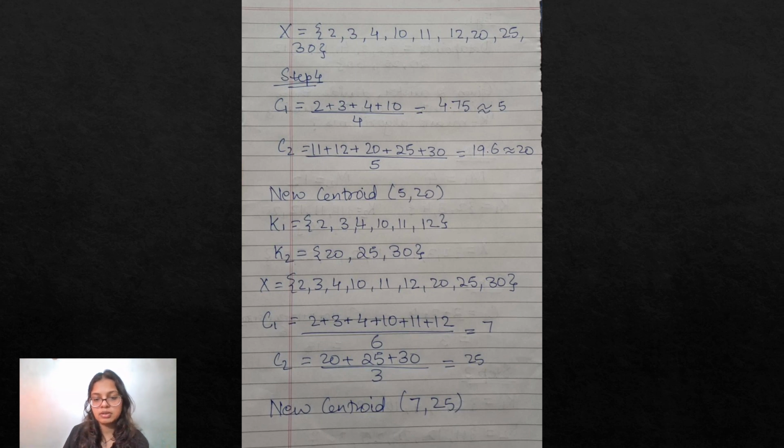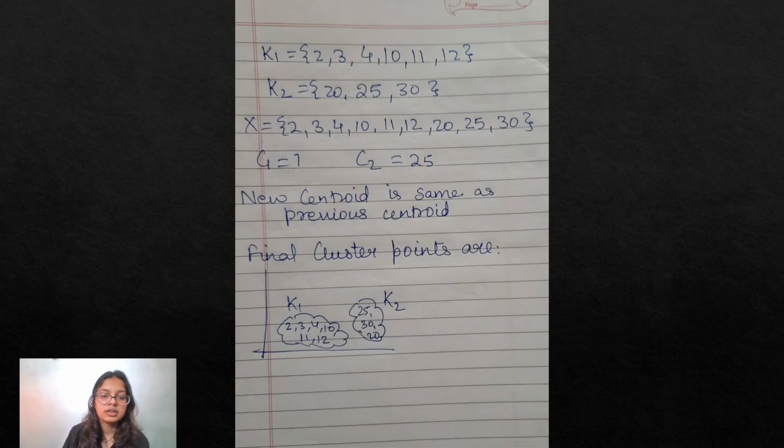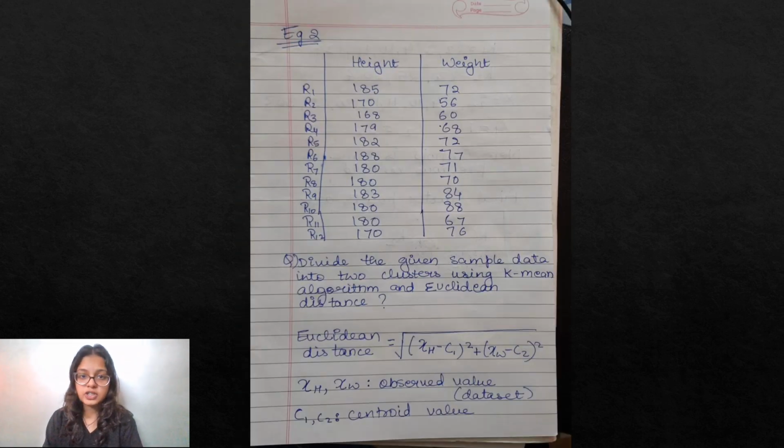And then we need to again take the new centroid of the new K1 and K2. And when the new centroid will be the same as the previous centroid, we'll say that we made two clusters, and the final cluster points for K1 are 2, 3, 4, 10, 11, 12, and for K2 25, 30, and 20. So this is question number 1.